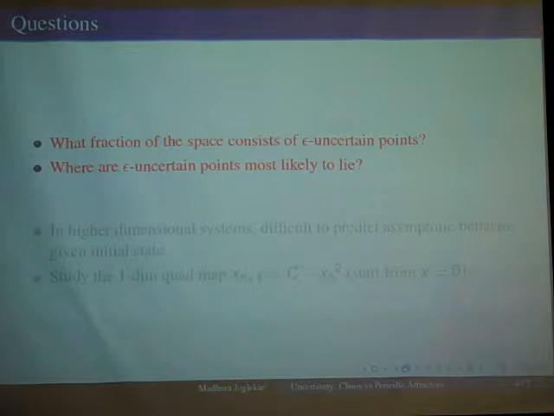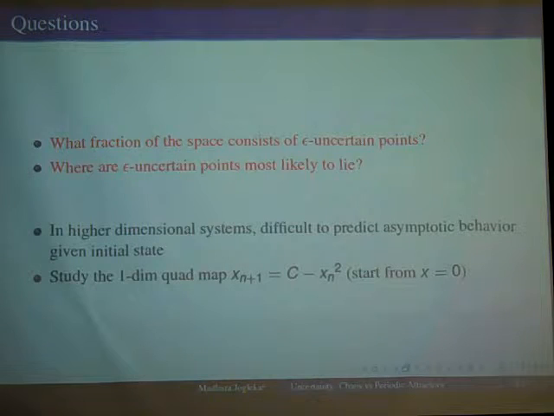Now the questions that I am interested in addressing are: what fraction of the space consists of epsilon uncertain points, and where are the epsilon uncertain points most likely to lie? So if I pick a value of epsilon and randomly pick an epsilon uncertain point, where am I most likely to see this epsilon uncertain point? Now in high-dimensional systems like the force damped pendulum, addressing this question becomes difficult because it's very difficult to predict the asymptotic behavior of the system, since a point can lie in the basin of attraction of a periodic attractor but can take a really long time to converge.